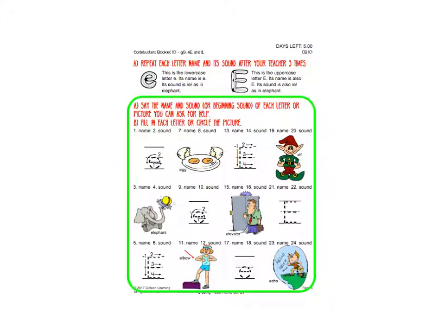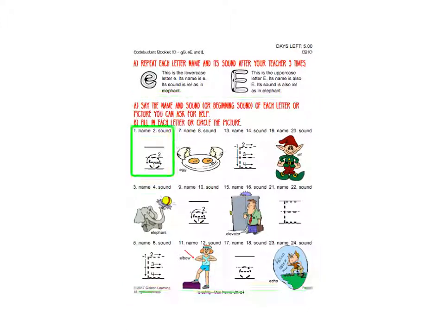The next activity reads as follows. Say the name and sound or beginning sound of each letter or picture. You can ask for help during class if you're not sure what the pictures are. Then fill in each letter or circle each picture. This is the letter E. Its sound is as in elephant, remember? And then we can write our lowercase e.